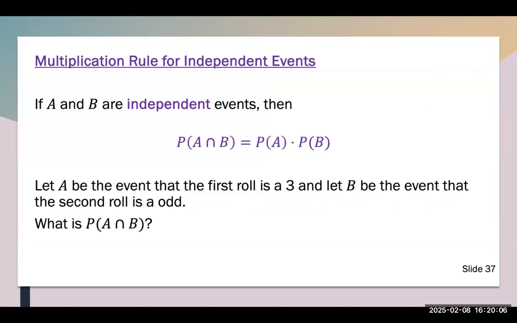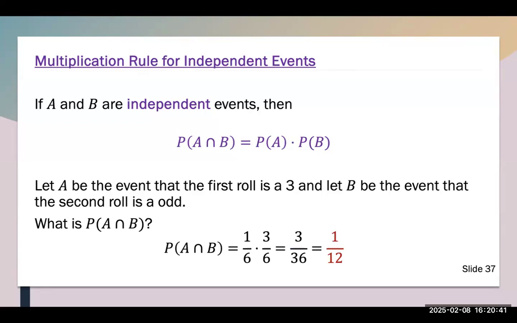the probability of B. So for example, if A is the event, the first roll is a 3, and B is the event that the second roll is odd, and we're rolling this six-sided die twice, what's the probability of A and B? Well, first off, we ask ourselves, are these events independent? Does one influence the other? If not, the probability of the first roll being a 3, I just focus on the first roll, it's 1 out of 6. I'm rolling a die, there's only one number that's a 3 out of 6.